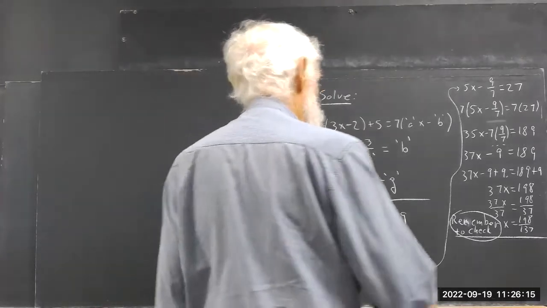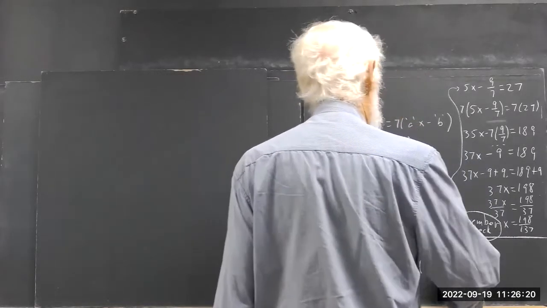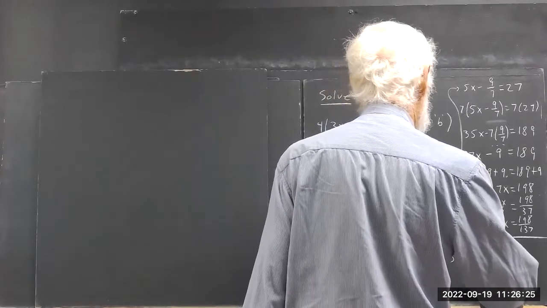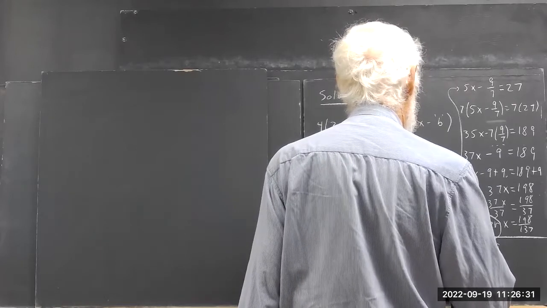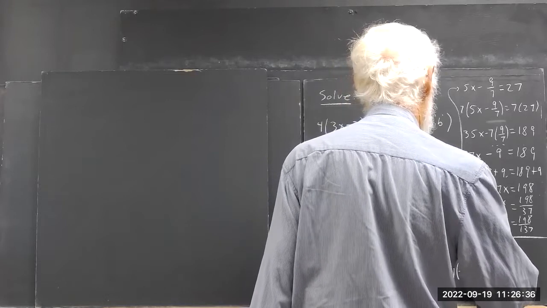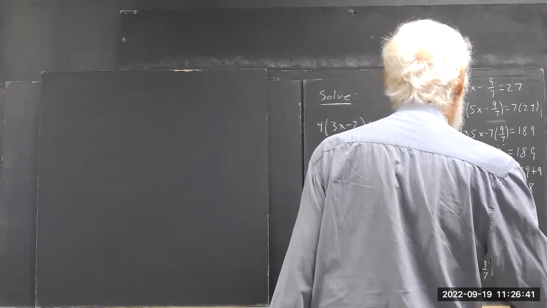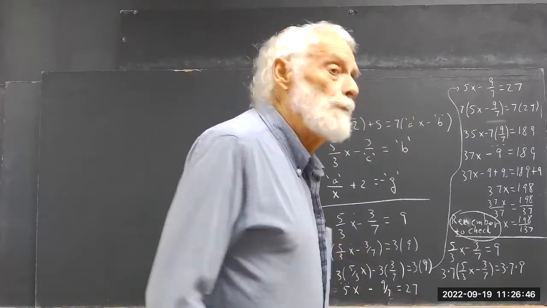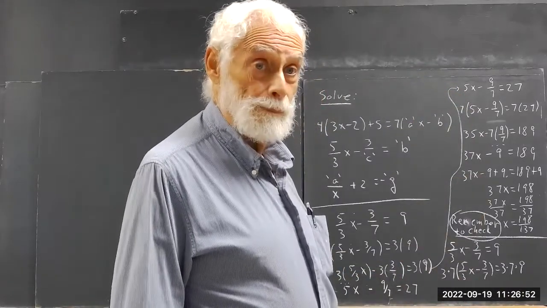Okay. Got 5/3 x. Well, okay. 5/3 x minus 3/7 equals 9. Gives 3 times 7 times 9. I multiply by both denominators all at once, so I don't have to do this in as many steps.